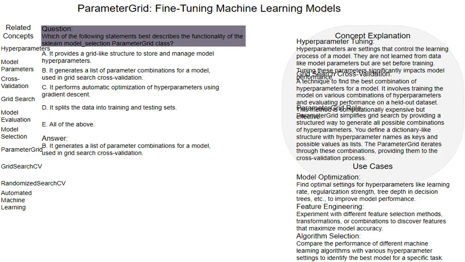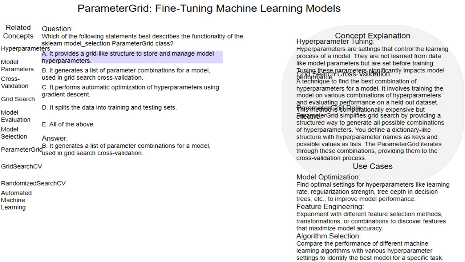Which of the following statements best describes the functionality of the sklearn model selection ParameterGrid class? A: It provides a grid-like structure to store and manage model hyperparameters. B: It generates a list of parameter combinations for a model, used in grid search cross-validation. C: It performs automatic optimization of hyperparameters using gradient descent. D: It splits the data into training and testing sets. E: All of the above.